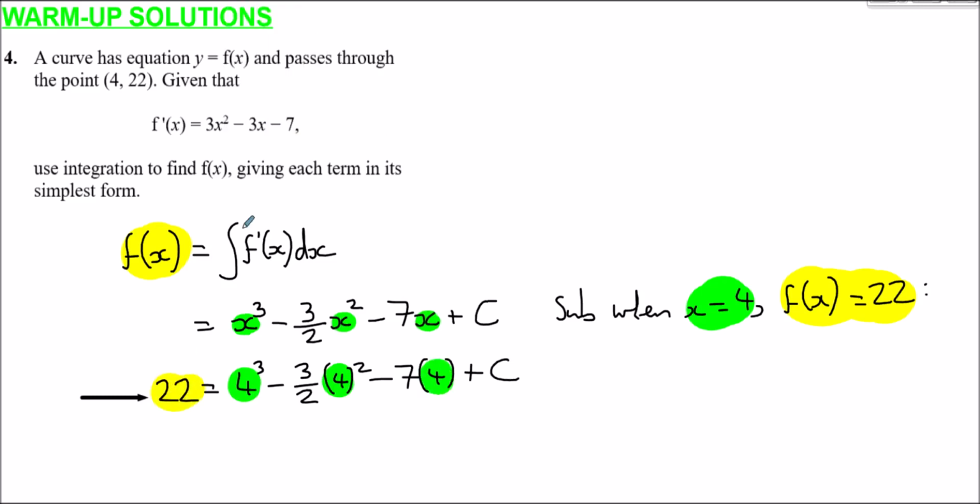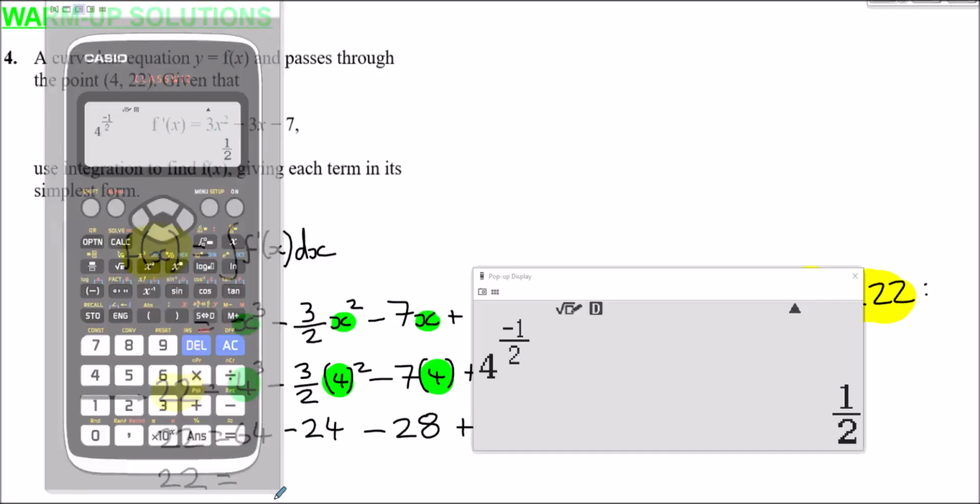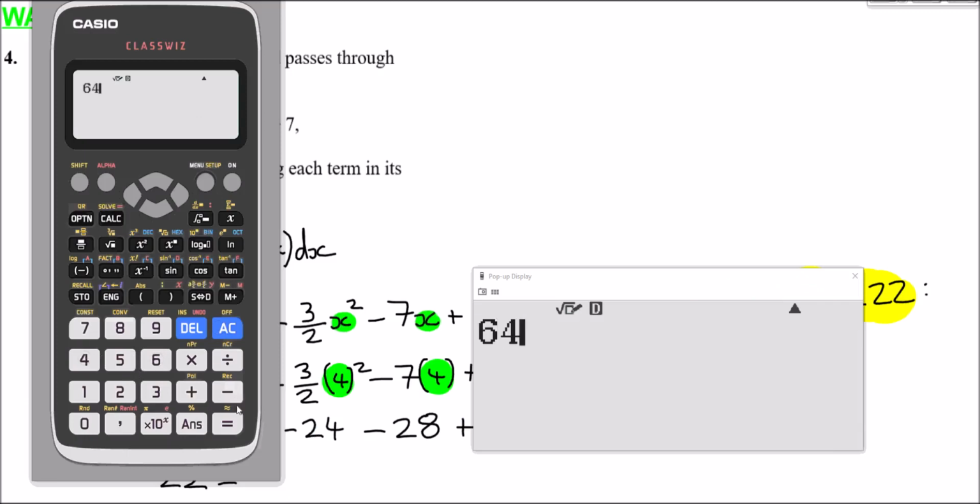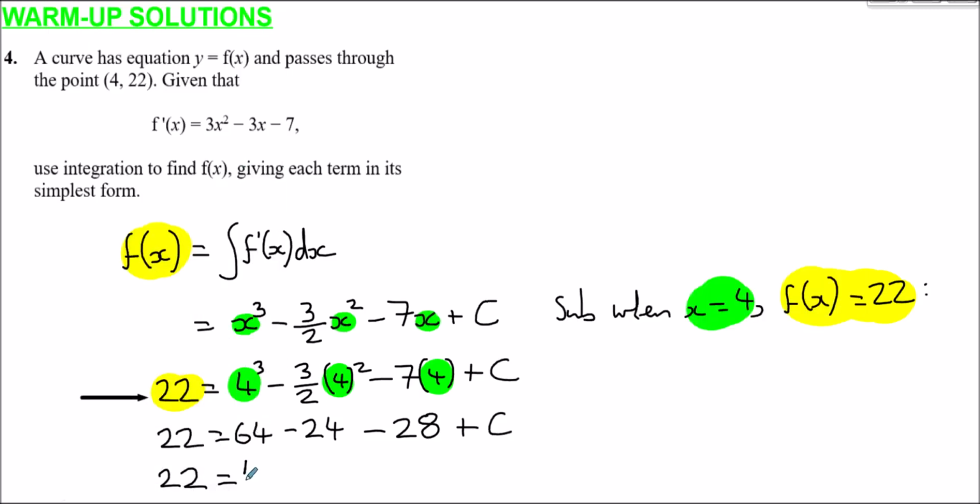So let's neaten this up slightly. So 22, 4 cubed is 64. 4 squared is 16. 3 halves of 16 is 24. So minus 24, minus 28, plus c. That's going to give us 22. 64 take 24 take 28. Let's see what that gives us. That is going to give us 12. Therefore, c equals 10.